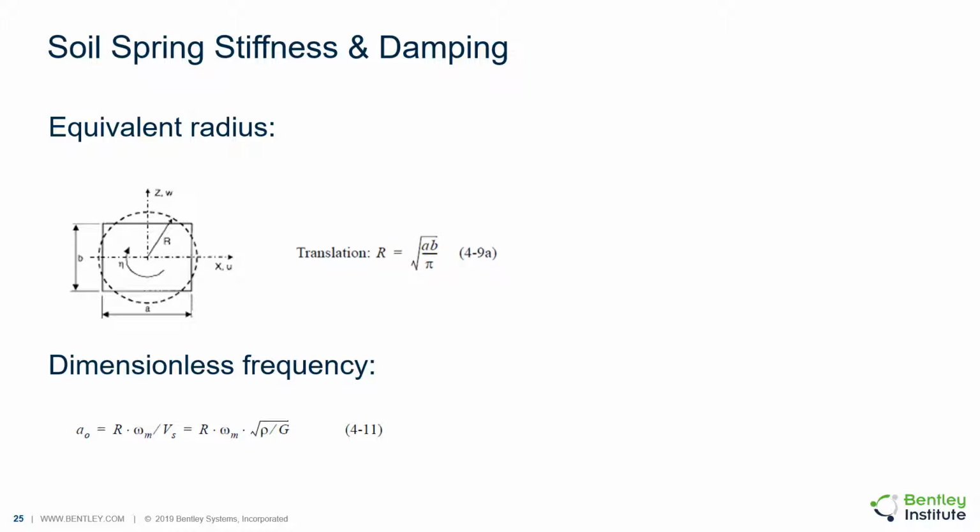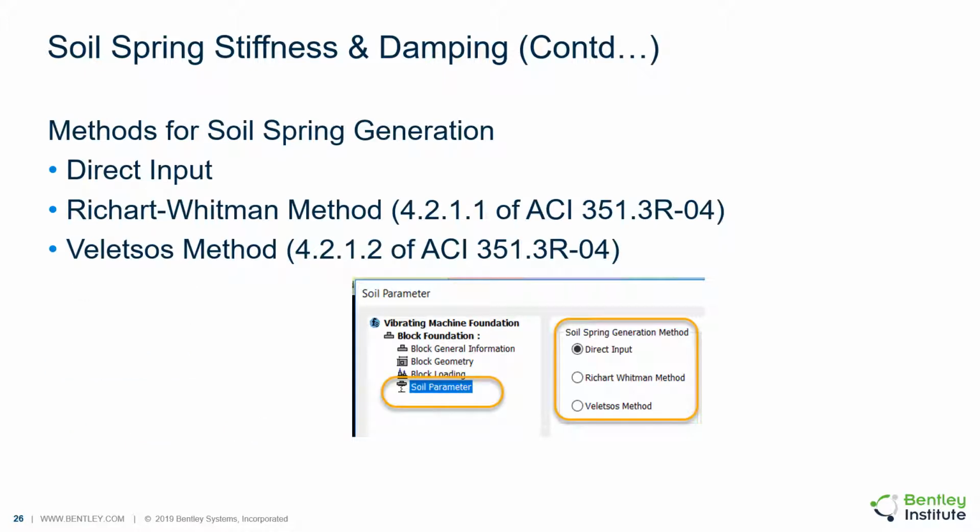Before we move on to see how these are actually calculated, let's take a quick look at some of the terms which are used in these calculations. For the analysis, a square or a rectangular foundation is often considered as a circular foundation with equivalent properties. For the three translational directions, the equivalent circular foundation is determined based on an equivalent area, and radius is calculated as shown in equation 4-9a. Another term that is used in these calculations is a dimensionless frequency as shown in equation 4-11.